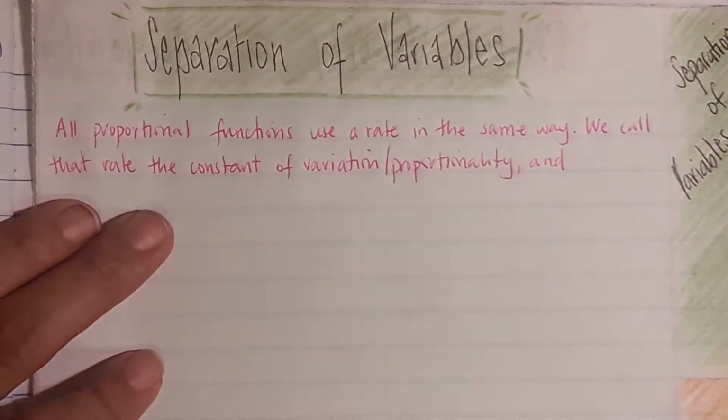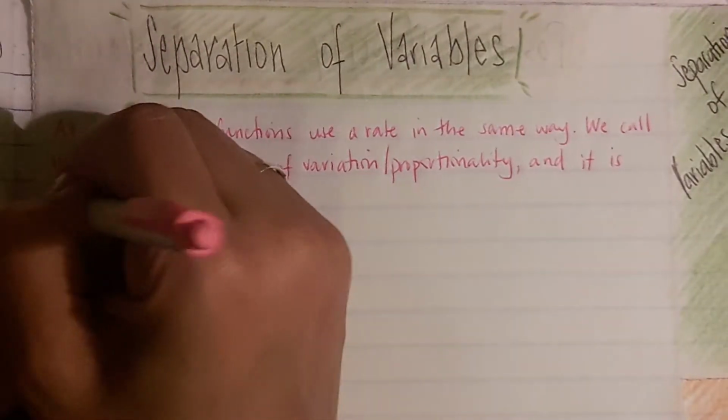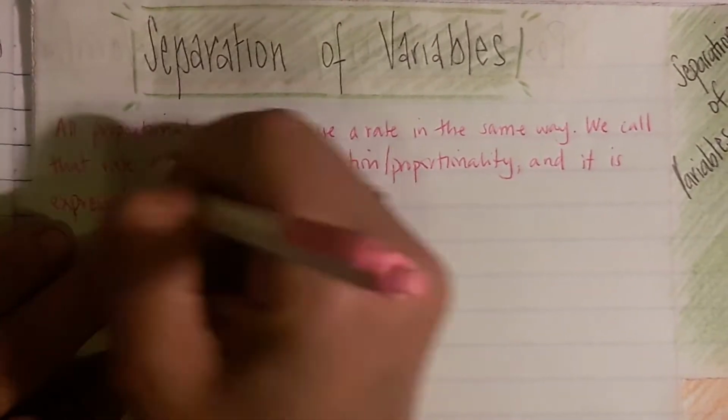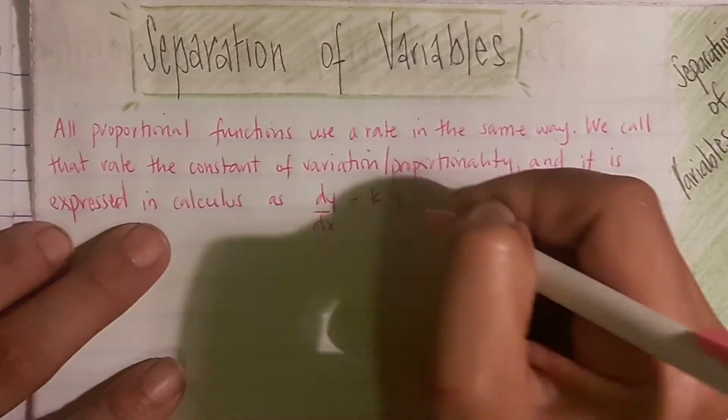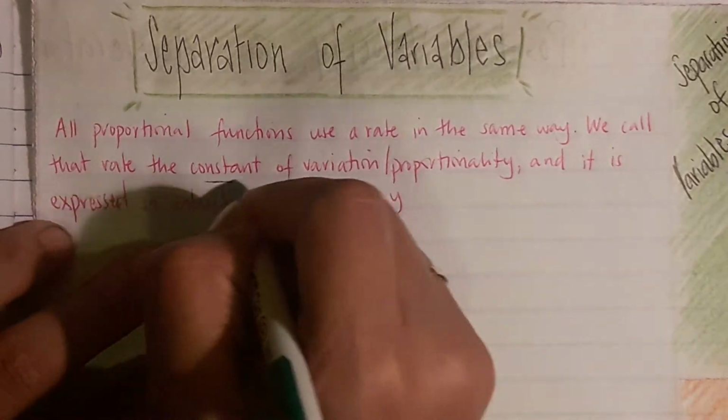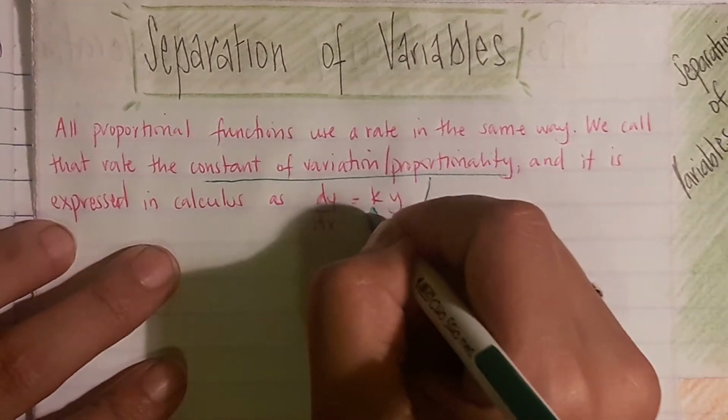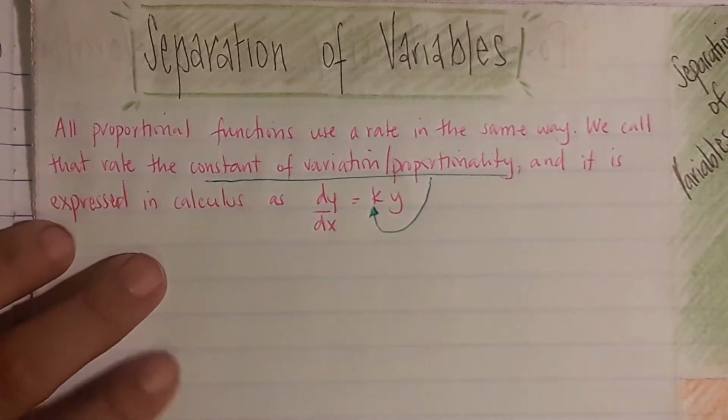And it is expressed in calculus as, listening check, color in constant of variation: dy/dx is equal to k, which represents the constant, times y. Okay, so k is that constant we're talking about.